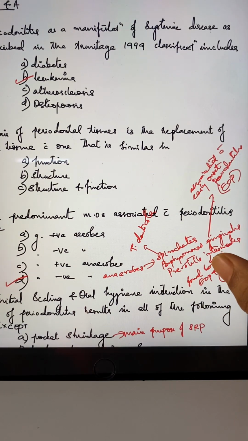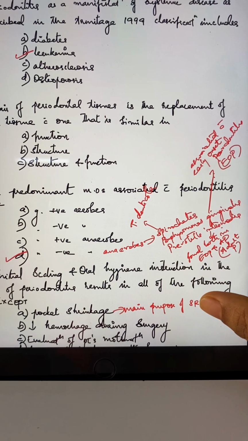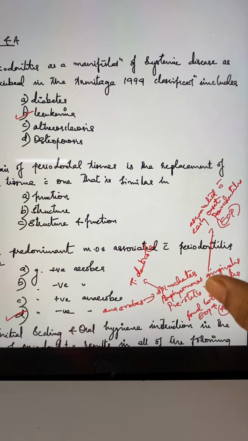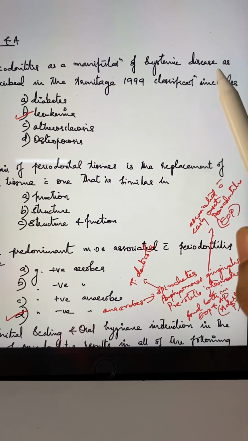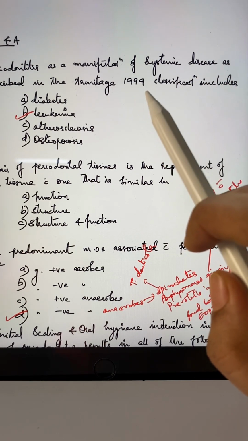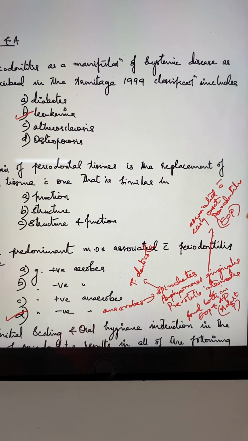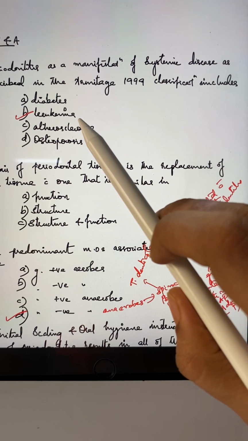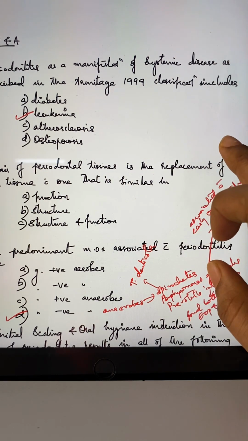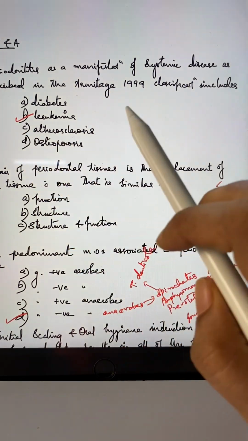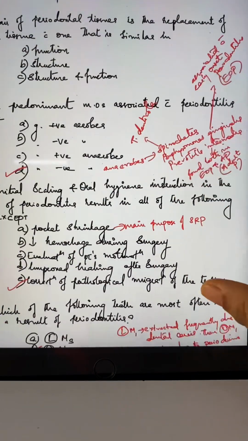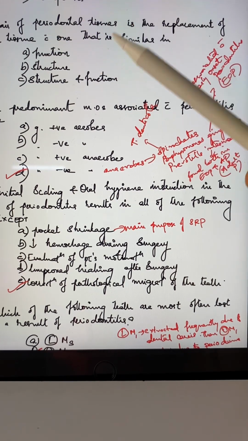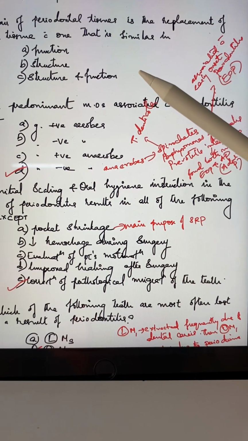Here there are a lot of questions. I will answer these questions one by one. First is periodontitis as a manifestation of systemic disease as described in the Armitage 1999 classification includes leukemia, I told just now, hematologic disorder, then certain genetic factors, these all are included in that. So leukemia is the answer. And here, this I will discuss later, in the next class about repair. That is my next class.